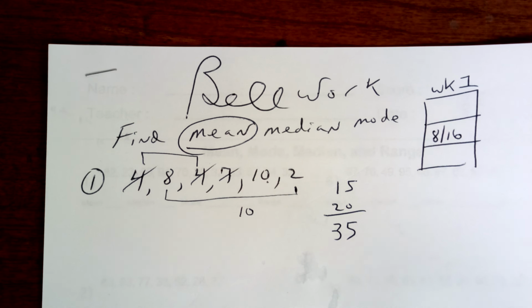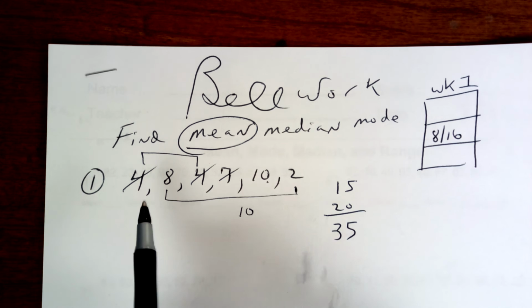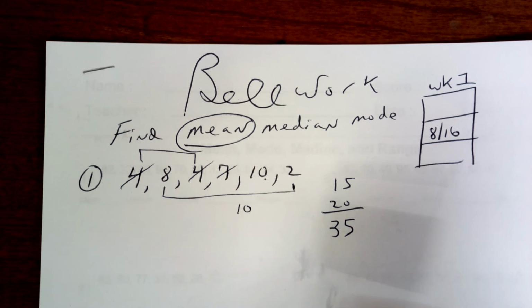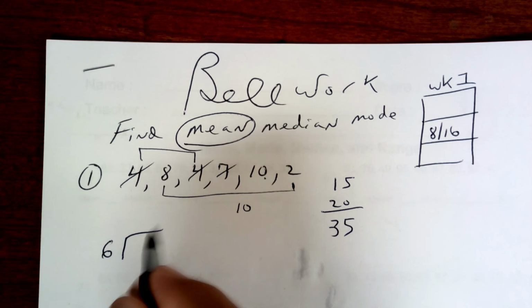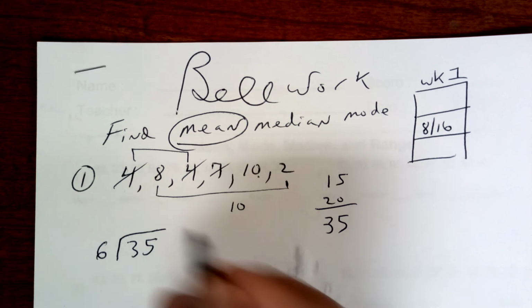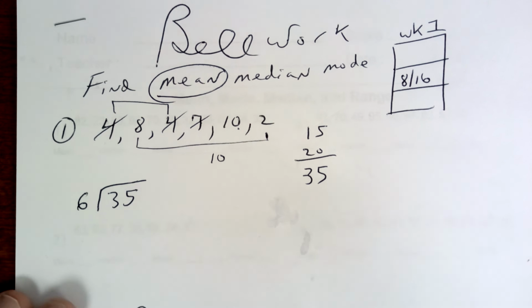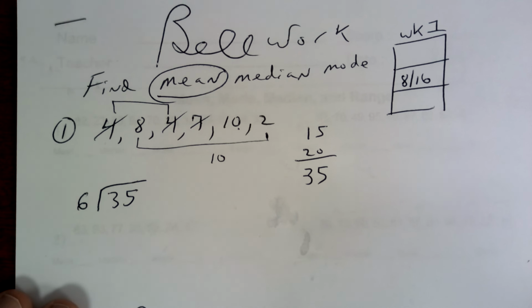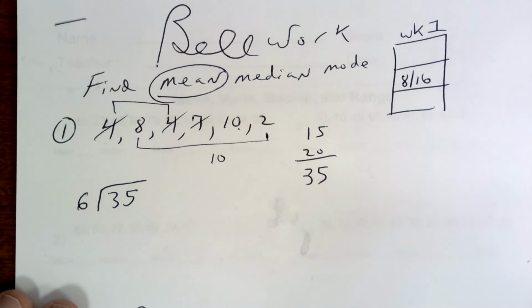So double check that. And then 1, 2, 3, 4, 5, 6. So we're going to have 6 goes into 35. Okay, make sure you bring a calculator. Also, if you have math fees, I'll come around and check that. And turn in your phone as well if you haven't already done that.